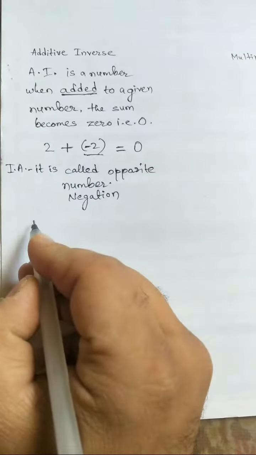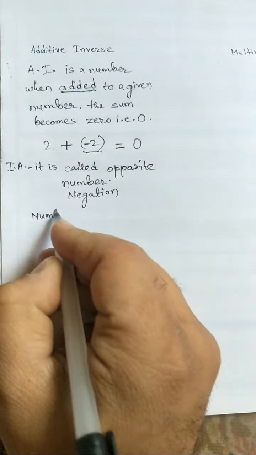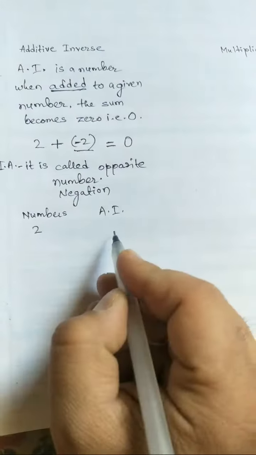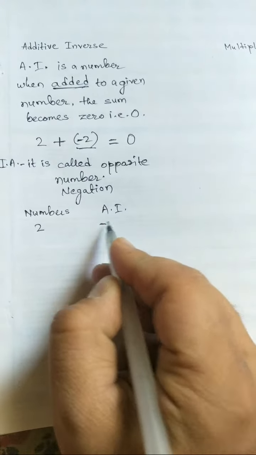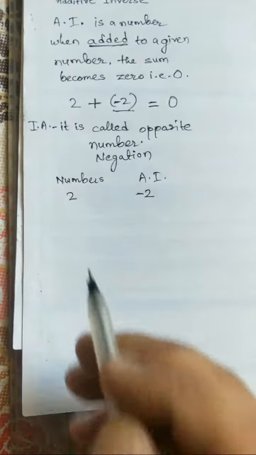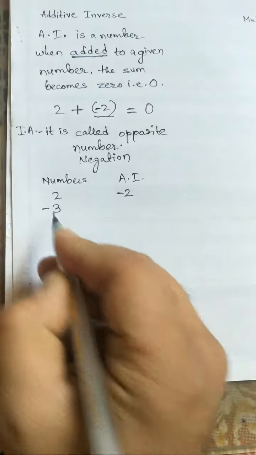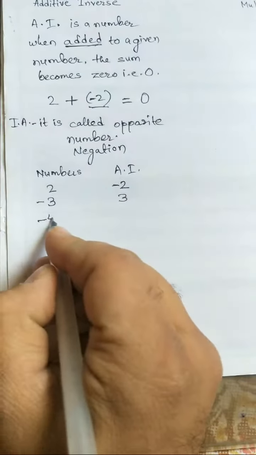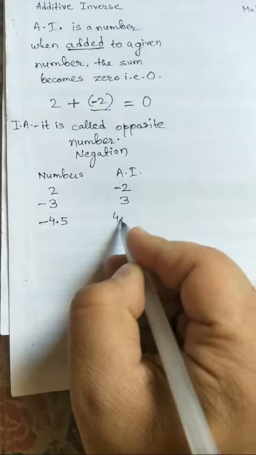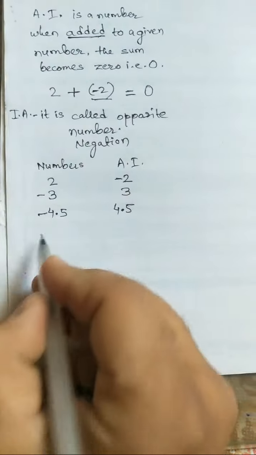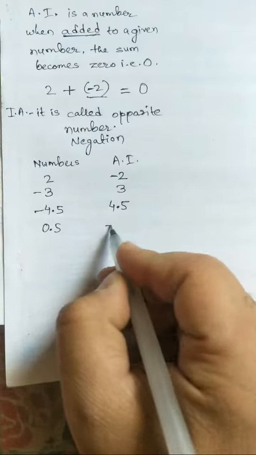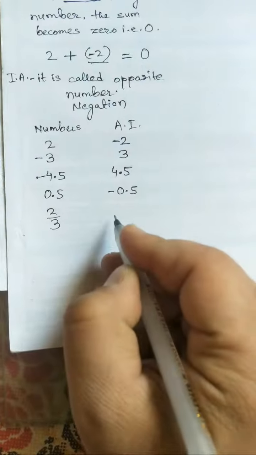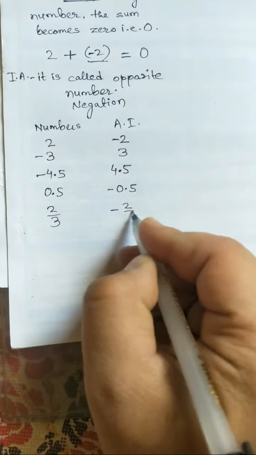For now, let's take some numbers and see what their additive inverses are. We have already seen plus 2 has minus 2 as its additive inverse. In the same way, minus 3's additive inverse would be 3. Minus 4.5's additive inverse would be plus 4.5. 0.5's additive inverse would be minus 0.5. 2 by 3's additive inverse would be minus 2 by 3.